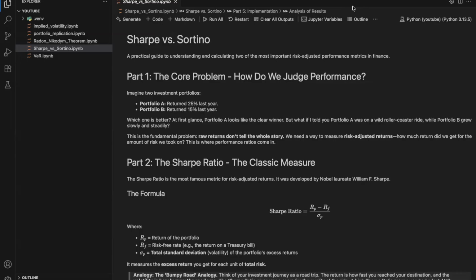In this video, we're putting two of the most important performance metrics head to head. The classical Sharpe ratio versus the refined cousin, the Sortino ratio. By the end, you will exactly know how they work, which one to use, and how to calculate them yourself in Python. Let's start with a simple scenario.